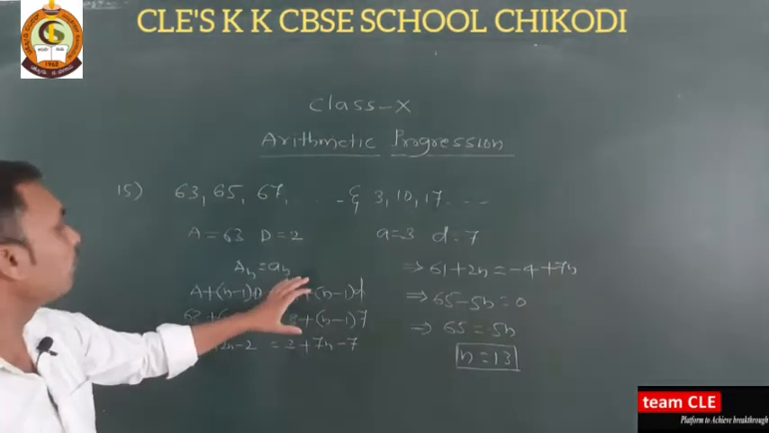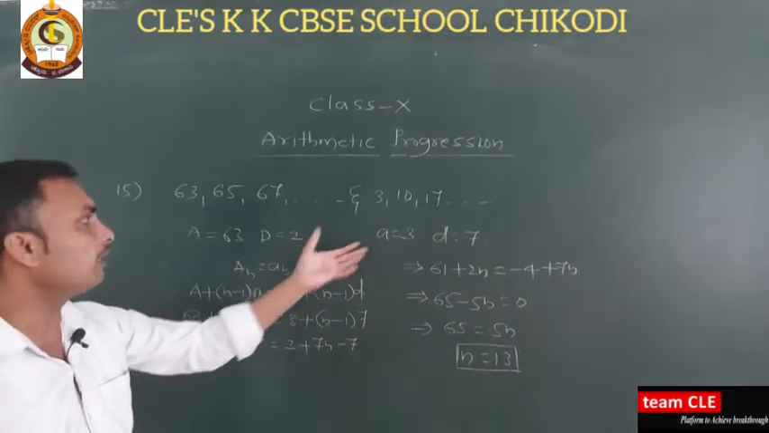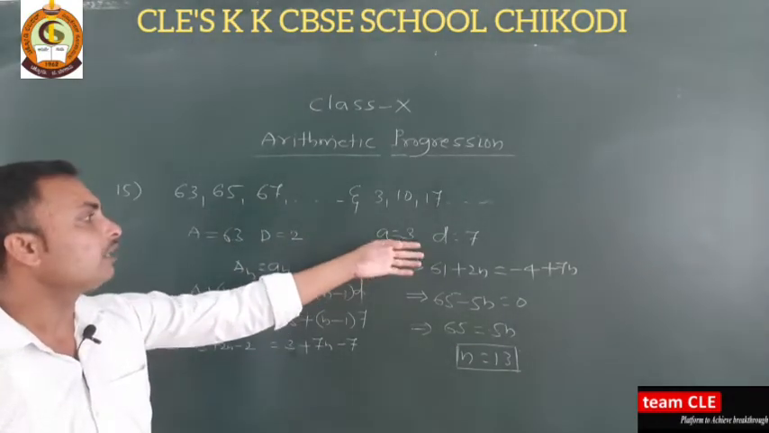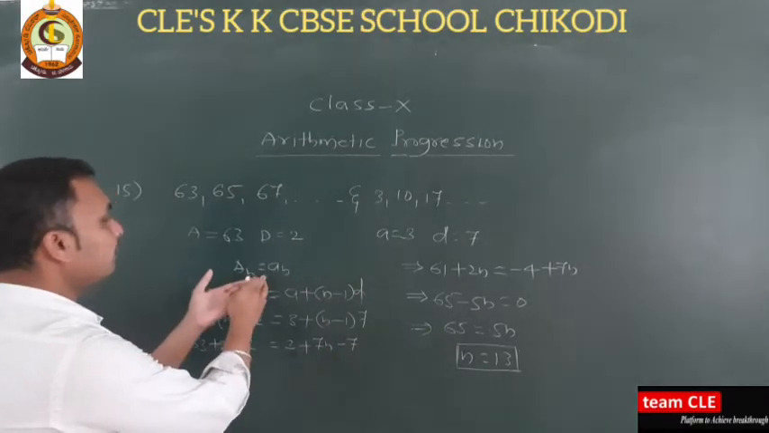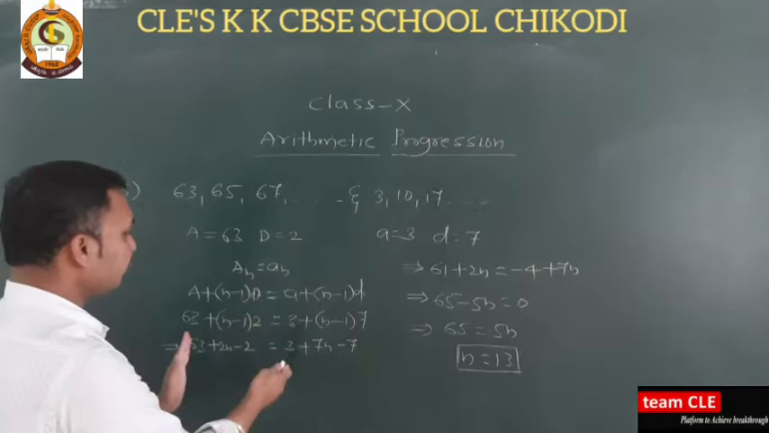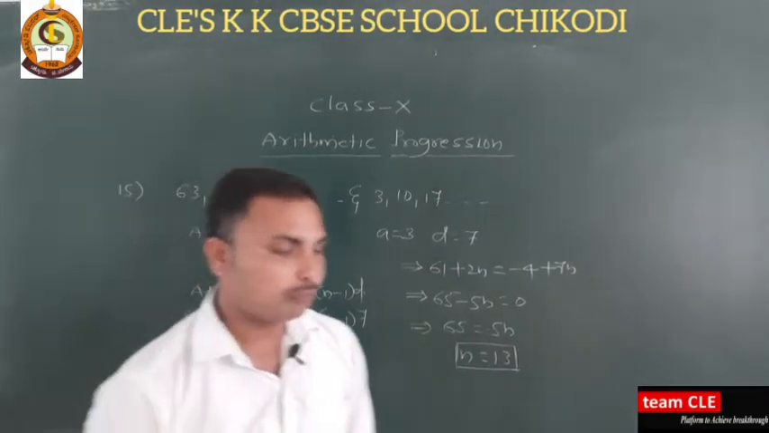I hope you understood very well. We have two APs, that's why I have taken capital A, capital D, and here I have taken small a and small d. That I equated here: capital A n is equal to small a n. So just substitute all the values and you will get your desired answer. I hope you understood this one.